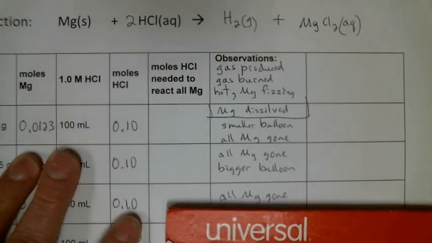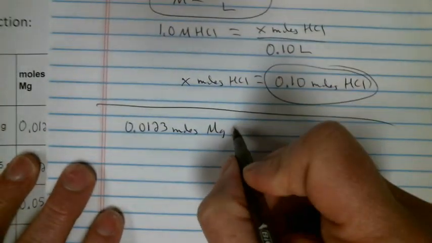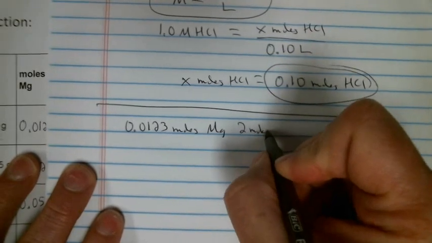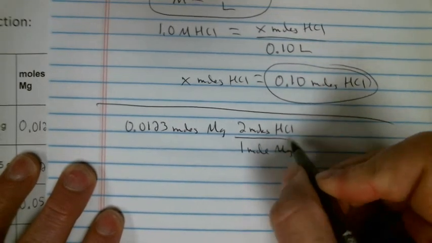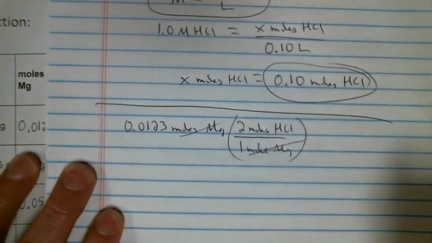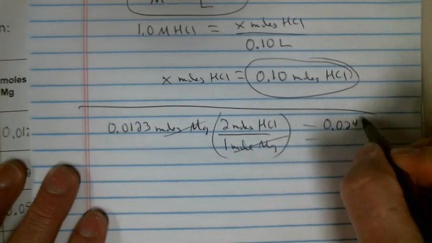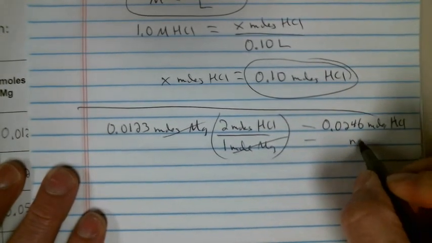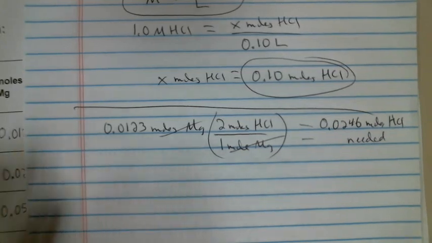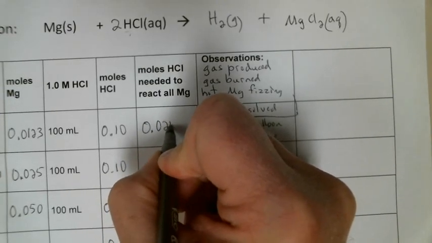And the reaction tells us 2 moles of HCl for 1 mole of magnesium. So that means 2 moles of HCl are needed for every 1 mole of magnesium that we have. Cross those out, right? And we get 0.0246 moles of HCl that are required to react up all of the magnesium. So let's go ahead and write that in. 0.0246.